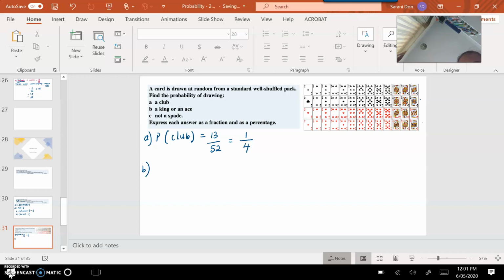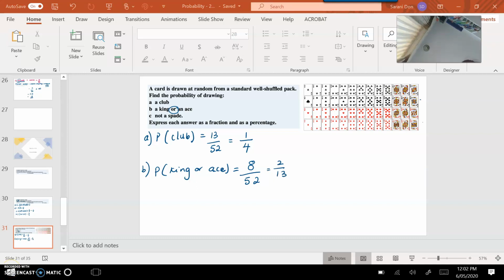Part B, a king or an ace. So that means if you were to pick a card, you get a king or an ace, so it's both. So for the probability, you write king or ace. So there's 1, 2, 3, 4 kings and 1, 2, 3, 4 aces. So you add them all together, giving you a total of 8 out of 52. And like I said again, make sure you simplify as much as you can. So it can be simplified to 2 over 13.